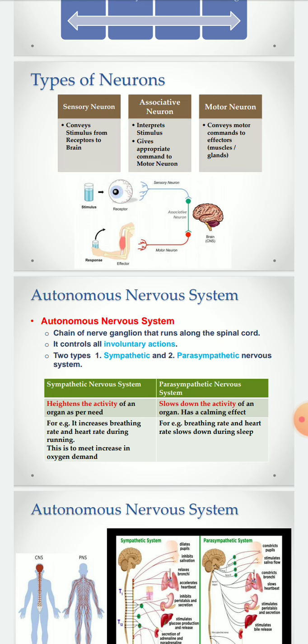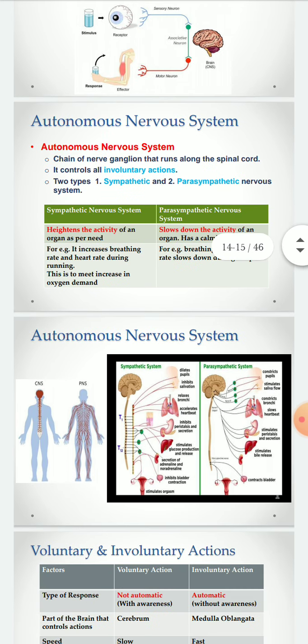Now the next topic is the autonomic nervous system. The autonomic nervous system is the chain of nerve ganglia that runs along the spinal cord. It controls all involuntary actions. The two types are the sympathetic and parasympathetic nervous systems. The sympathetic nervous system heightens the activity of an organ as per its need. For example, it increases breathing rate and heart rate during running, which is meant to meet the increase in oxygen demand. The parasympathetic nervous system slows down the activity of an organ and has a calming effect. For example, breathing rate and heart rate slow down during sleep.